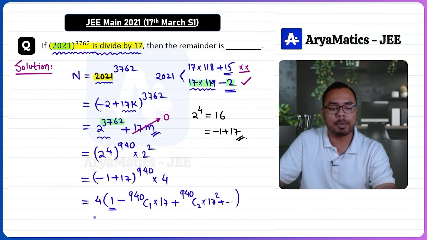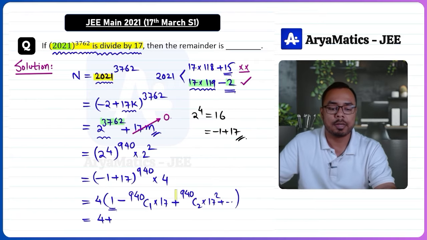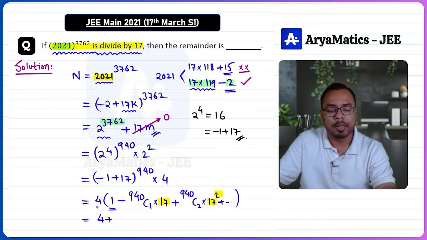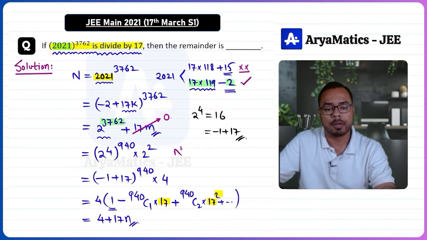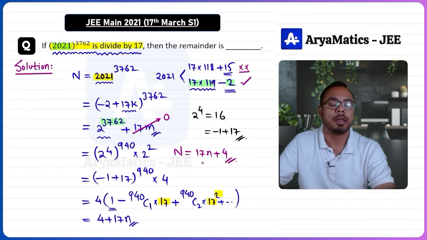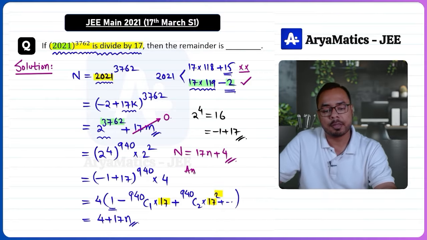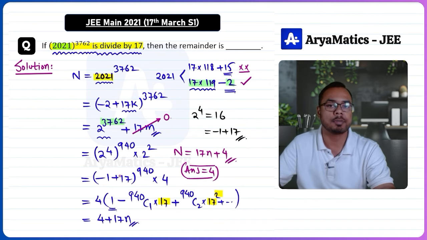So basically this number n will become 4 into 1, that is 4. And then all these numbers will contain at least one 17: 17, 17 square, and so on. So all of them are multiples of 17. That multiplied by 4 is still a multiple of 17. So the given number is of this form: number n will be some multiple of 17 plus 4. And when you divide this number by 17, the remainder will be 4. So that is the correct answer for this problem.